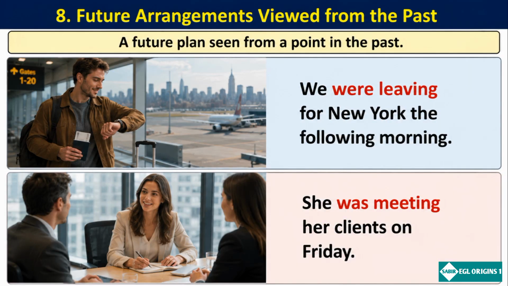Number 8. Future arrangements viewed from the past. A future plan seen from a point in the past. Examples: We were leaving for New York the following morning. She was meeting her clients on Friday. The key point that we need to remember is the past continuous here does not describe an action in progress. Instead, it describes a planned future arrangement as seen from a point in the past.